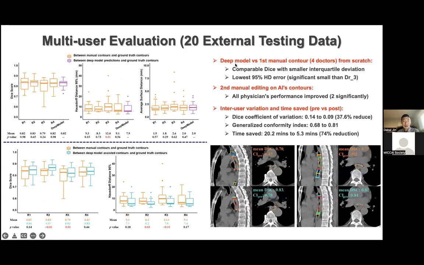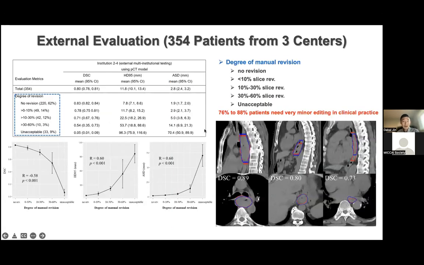They also conducted a comparison with 4 other doctors. The short message is that they achieve comparable performance with the 4 doctors. And when the doctors edited the AI's contours, two of the doctors' performance significantly improved. The inter-user consistency has been increased from 68% to 81%, and the time reduction is 74%. Yeah, I know my time is almost up.